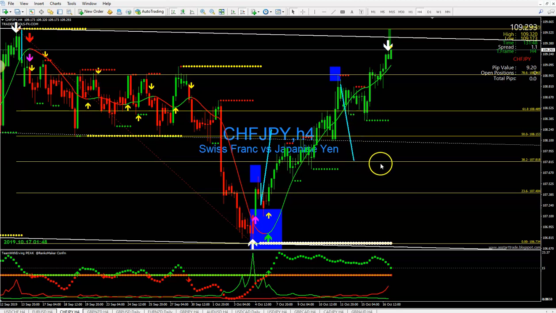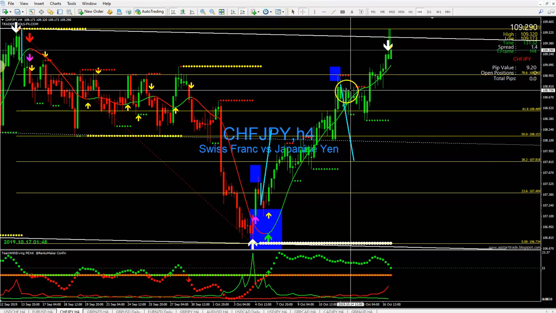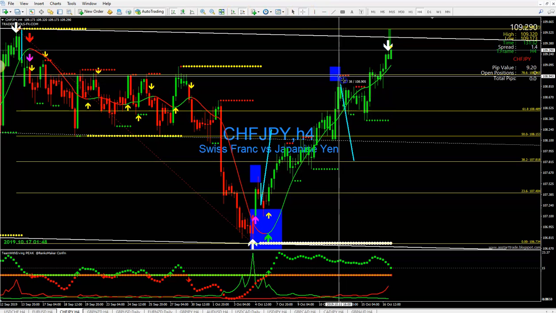My analysis on this one was that it was going to do a pullback, retesting our 38.2 Fibonacci line. But as you see here, it just did a small retracement. If you place your trailing stop, there's no way you would lose. See there, we got 58 pips, and then it took off.